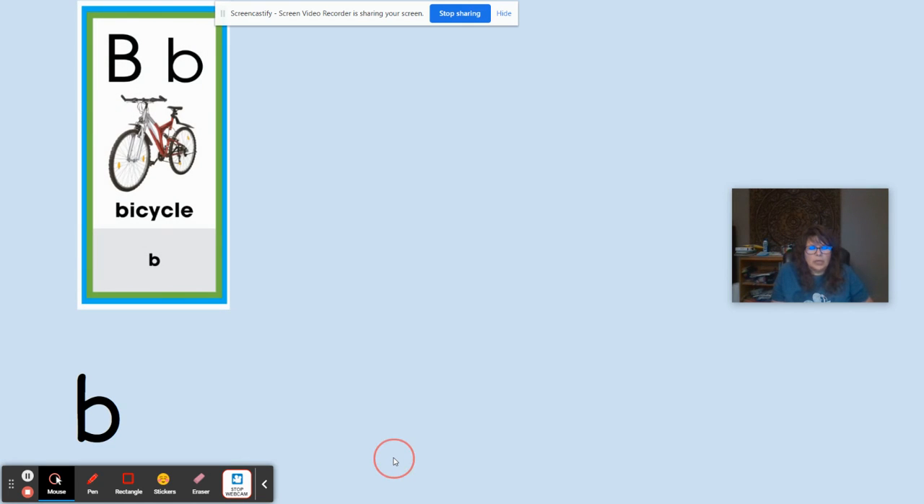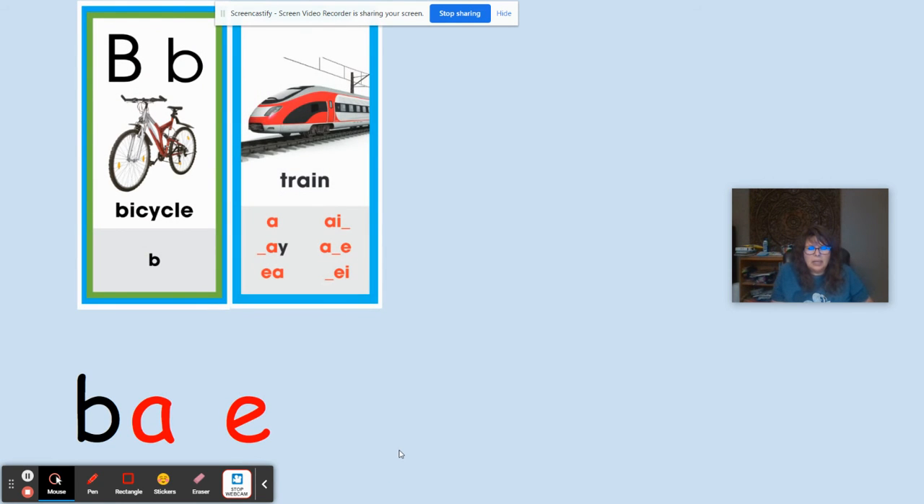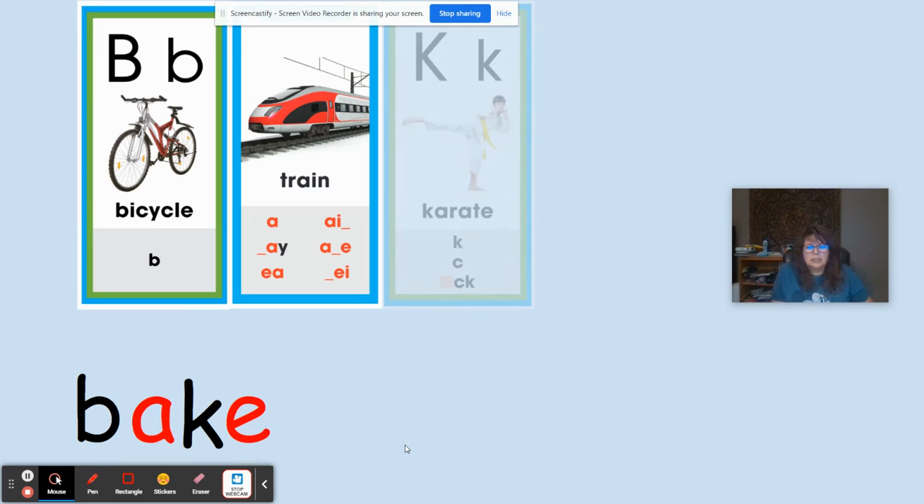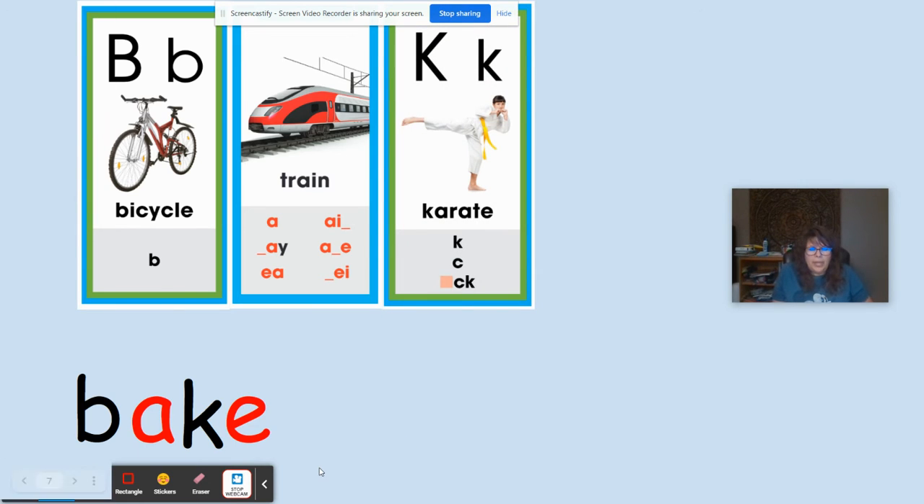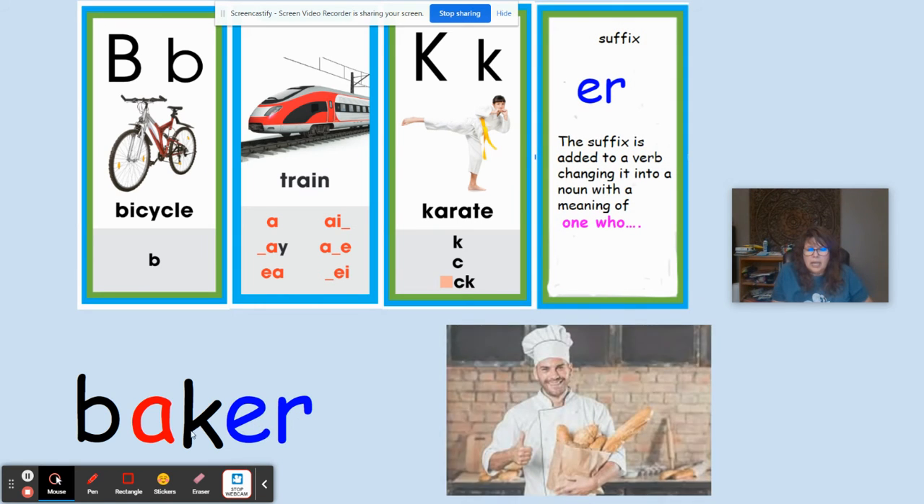B, like in bicycle. A, like in train. K, like in karate. Bake. But we want to add the suffix er, but because it ends with a silent E, we drop the E. Then we add the er, and it's someone who bakes. One who bakes is called a baker.